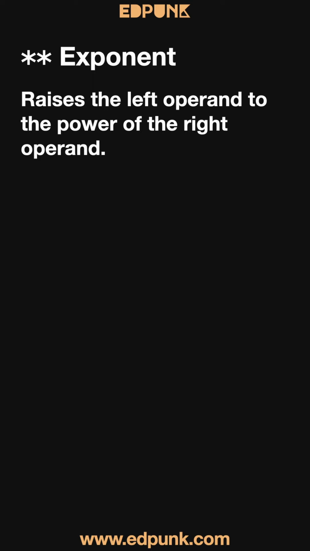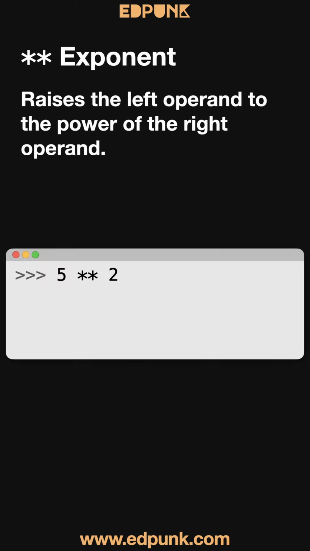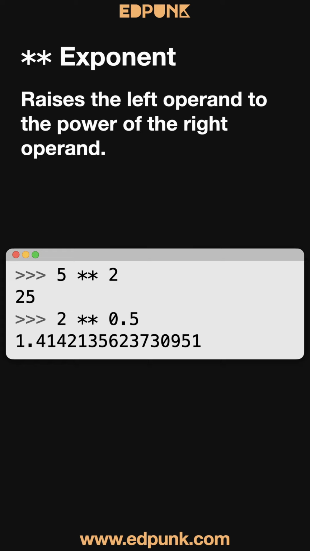The final arithmetic operator is the exponentiation or power operator. This operator raises the left operand to the power of the right operand. For example, 5 to the power 2 is equivalent to 5 square, hence it returns 25. Similarly, 2 to the power 0.5 is square root of 2, hence it returns 1.4142.